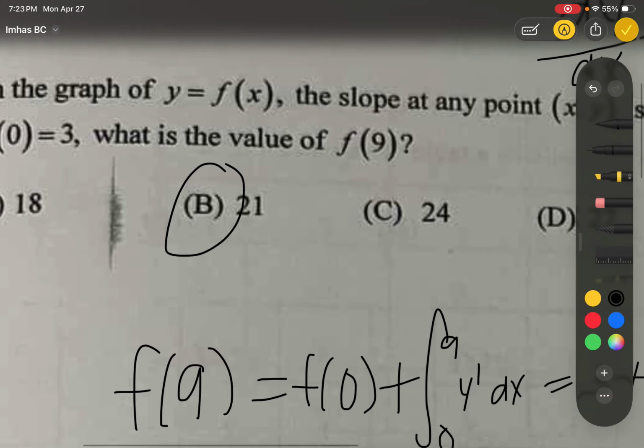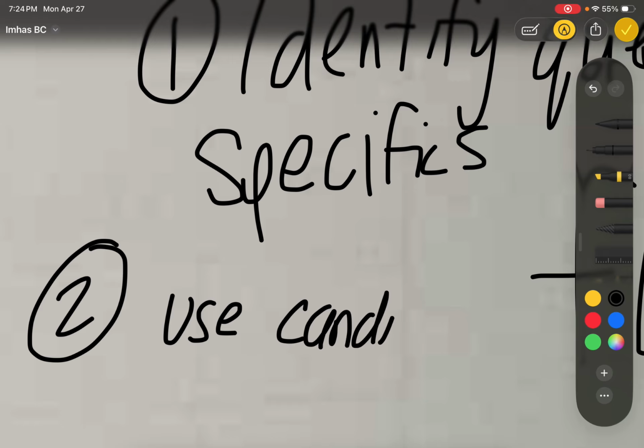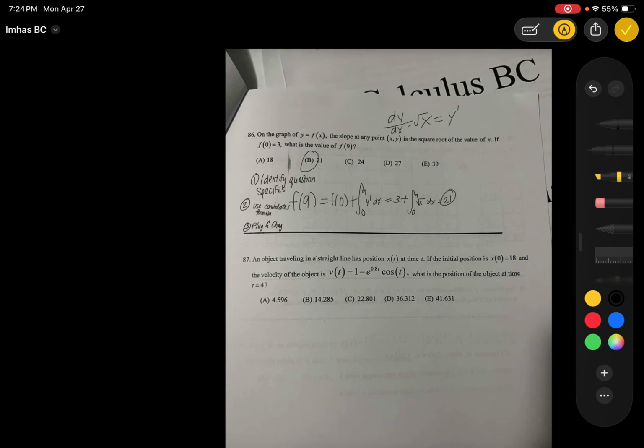Use candidates formula. Three, plug and chug. Alright.